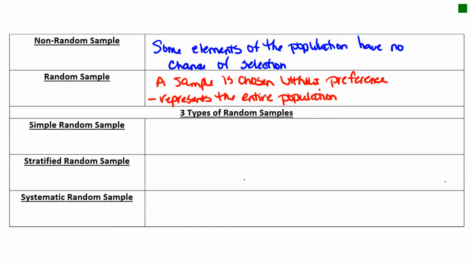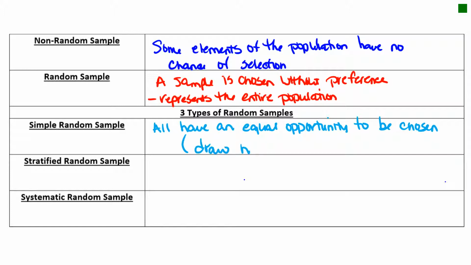So let's put: all have an equal opportunity to be chosen. And then we're just going to put a little example. We're going to put draw names from a hat, because we understand that, right?